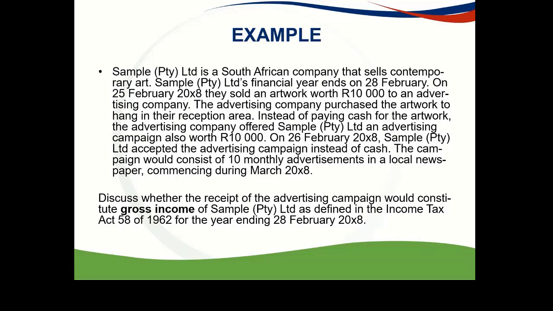So this is otherwise. And the campaign would consist of 10 monthly advertisements in a local newspaper commencing during March. So that would commence during the following tax year. So the required is: discuss whether the receipt of the advertising campaign would constitute gross income of Sample as defined in the Income Tax Act for the year of assessment ending 28 February.